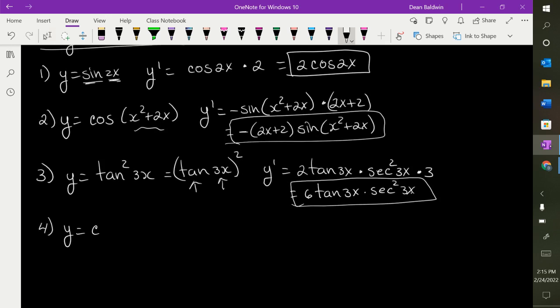Y is equal to cos of x squared. This indicates that the square is on the x. Okay, so it's like that. So the outside function is cosine. Derivative of cosine is negative sine of x squared times inside derivative. What's the derivative of x squared? It's 2x. So it's negative 2x sine of x squared.